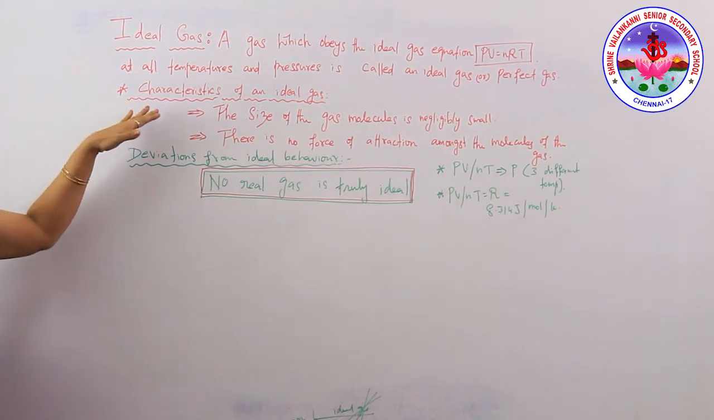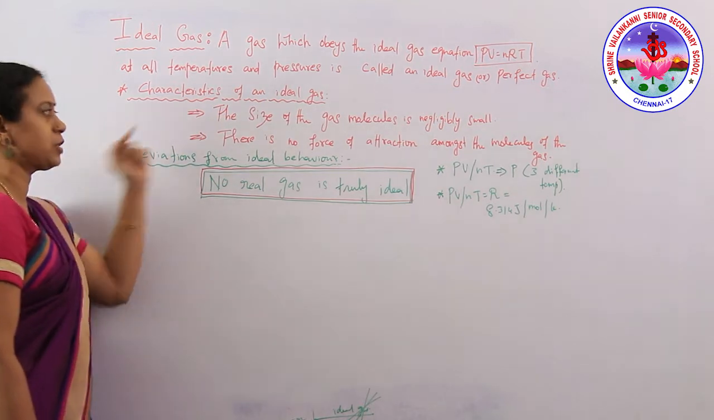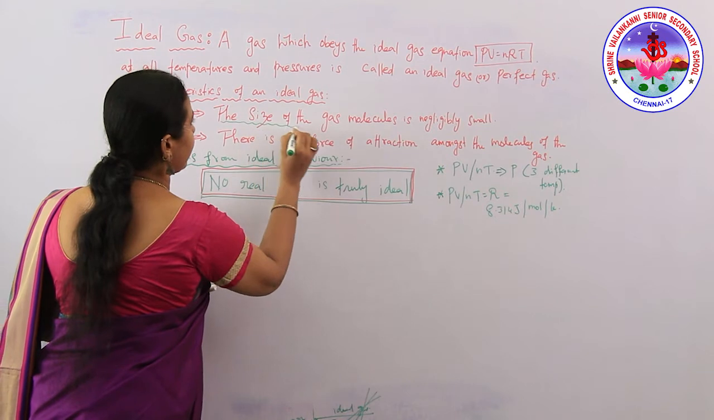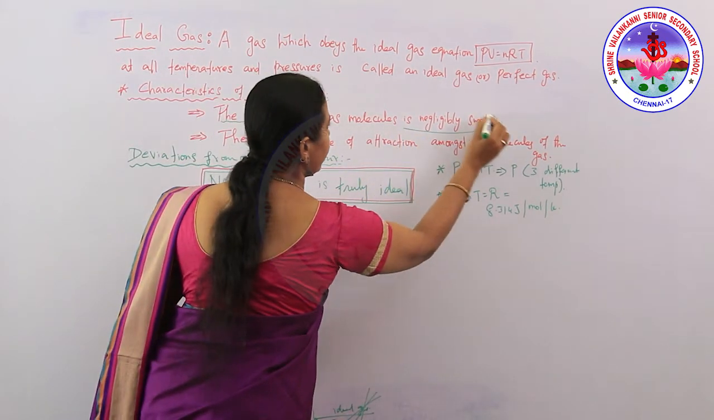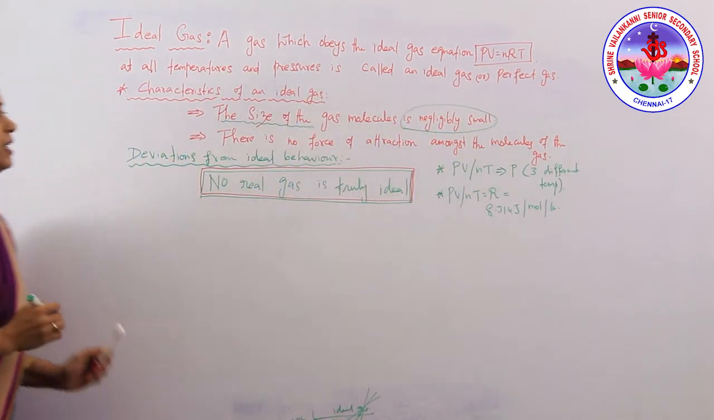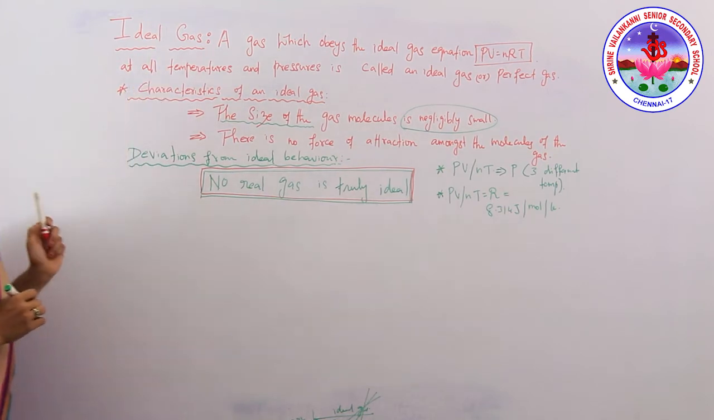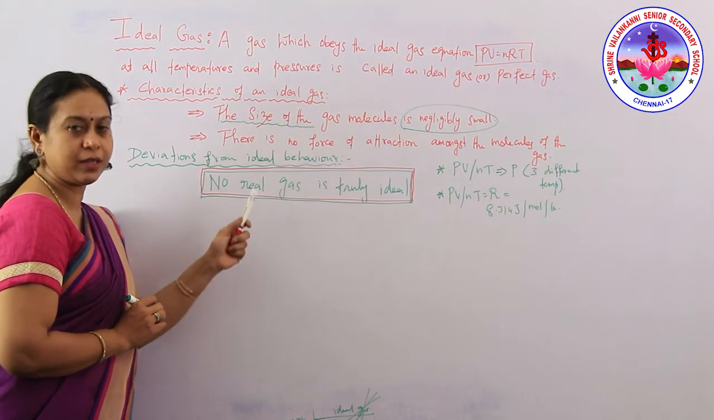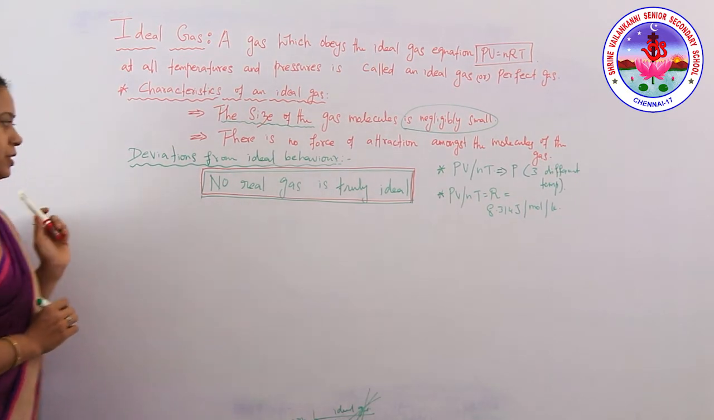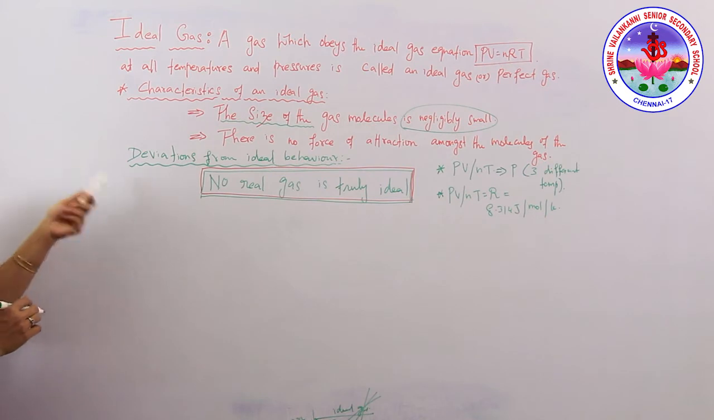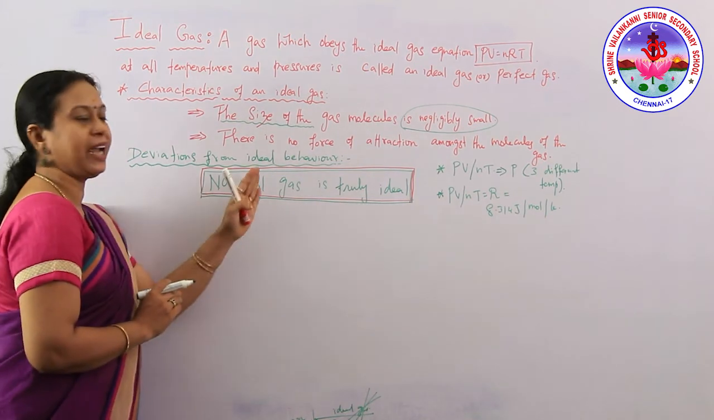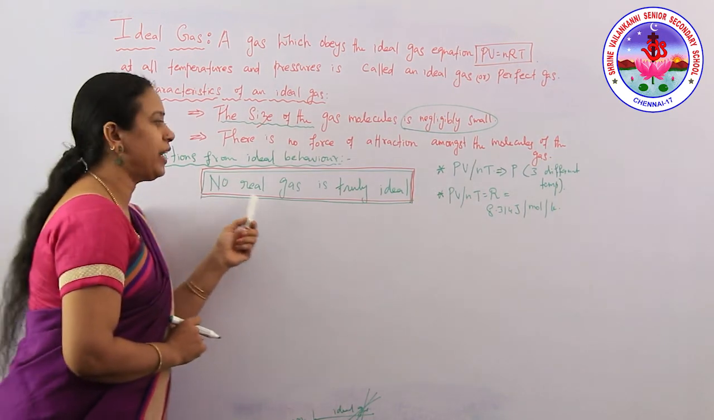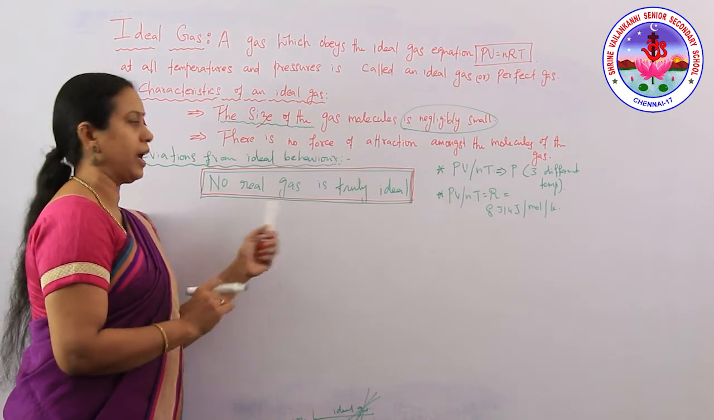What are the characteristics of an ideal gas? The first point is the size. The size of the gas molecule is negligibly small, then we can consider it an ideal gas. And there is no force of attraction among the molecules of the gas. So what about the deviation from ideal gas behavior? No real gas is actually truly ideal.